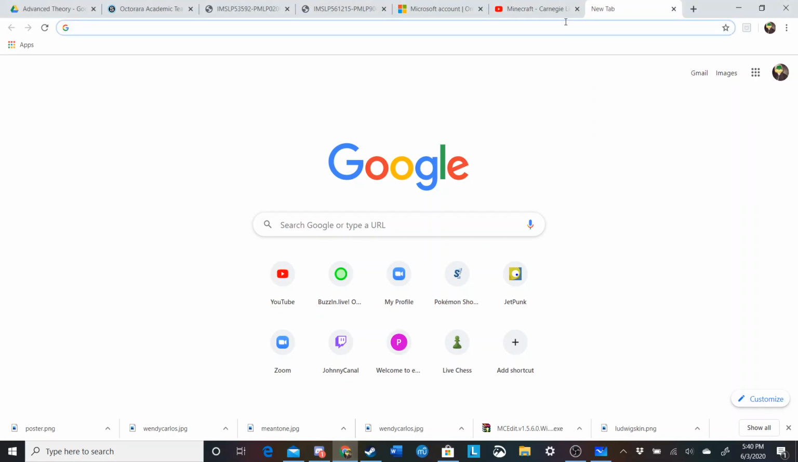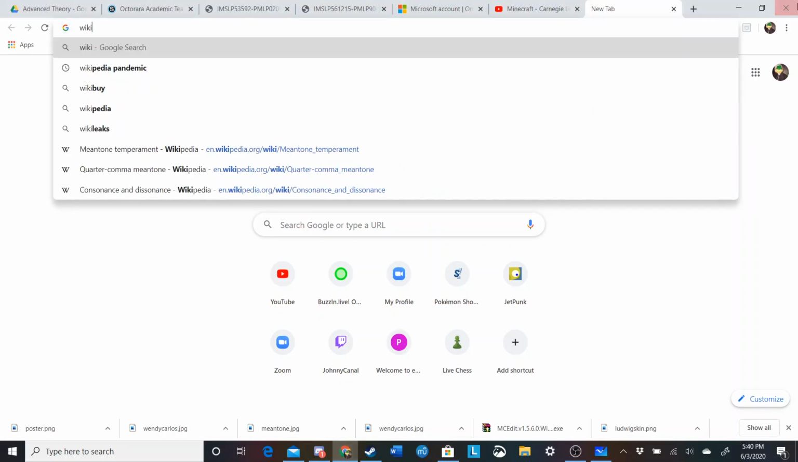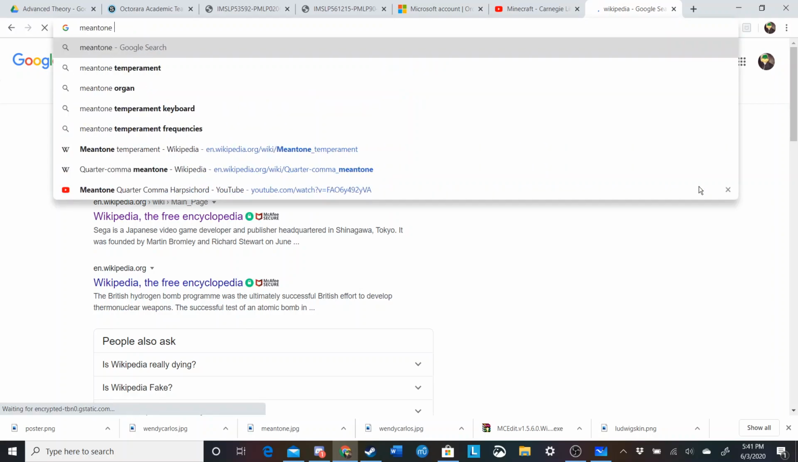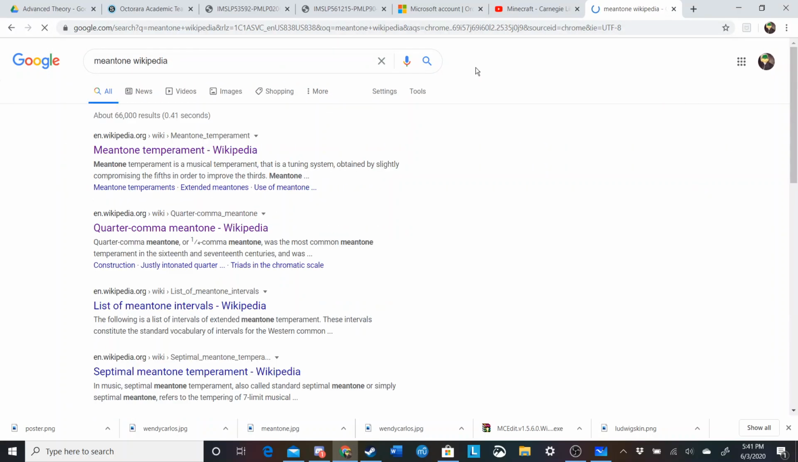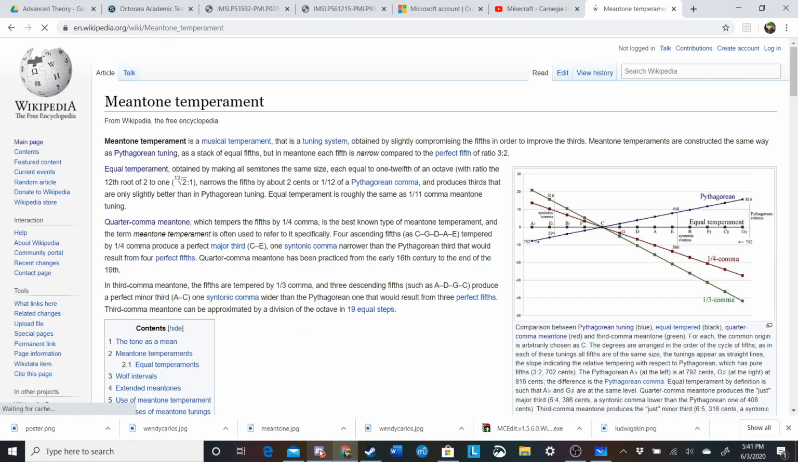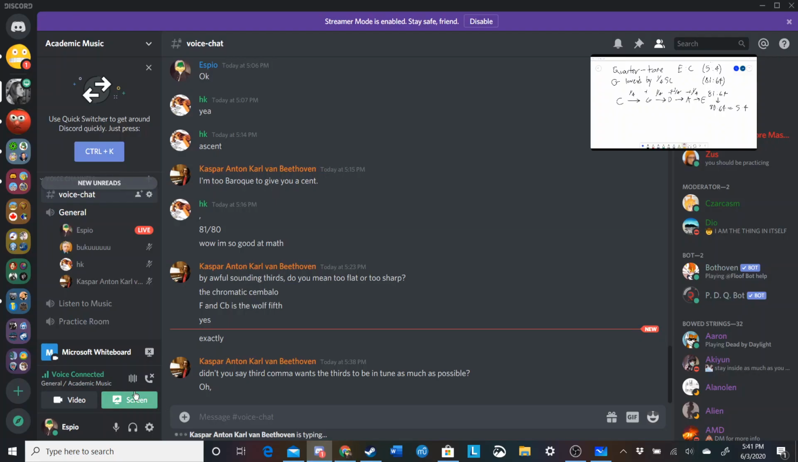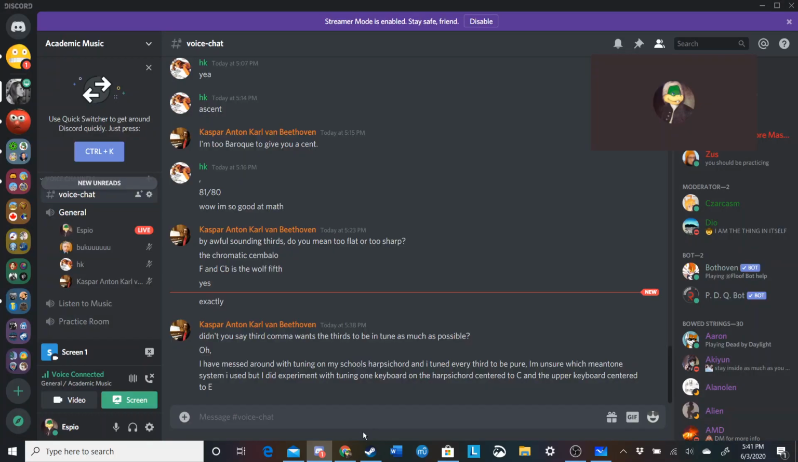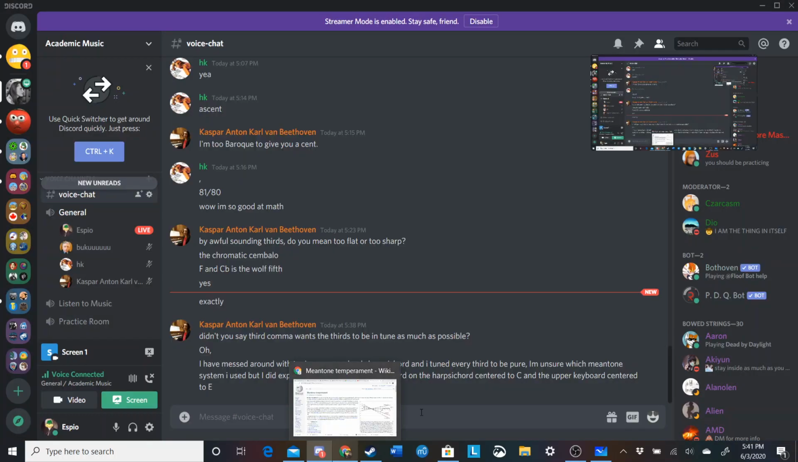So let me pull up this visualization real quick. I'm going to have to change my window settings so you guys can see it. Mean tone. I'm just stealing it from Wikipedia. It looks cool. How do I switch? Screen. Change windows. Okay.